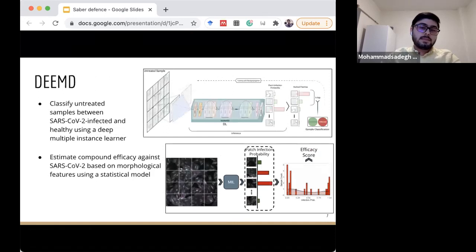Our proposed method, DEEMD, consists of two components. A component that is able to classify the sample images into uninfected and infected class to learn the morphological features induced by the SARS infection on the cells, and a component to estimate compound efficacy against SARS-CoV-2 based on morphological features learned in the first step. I will now go into the details of these components.